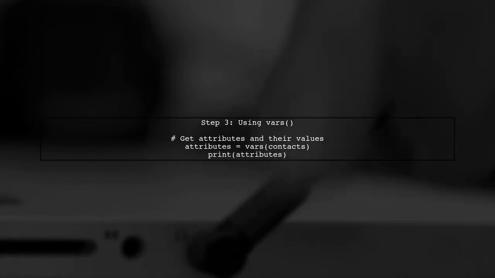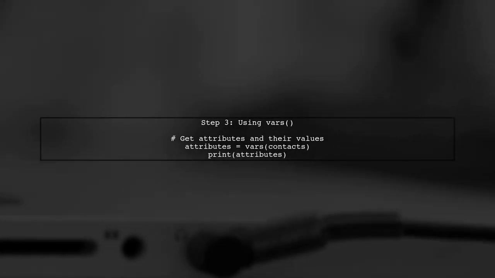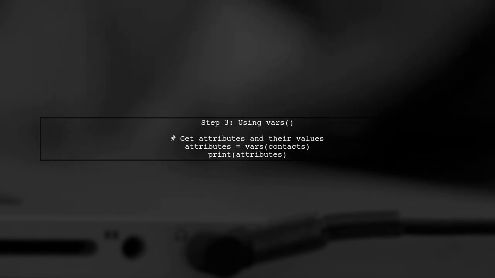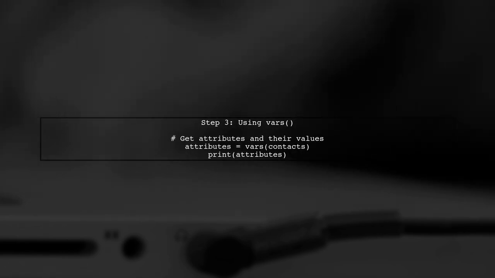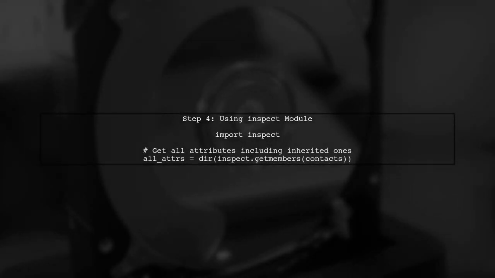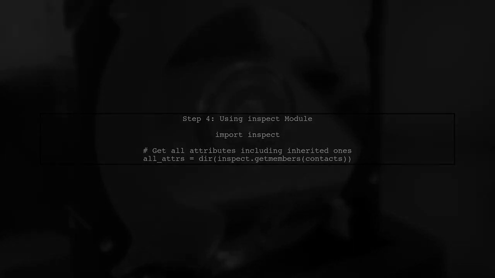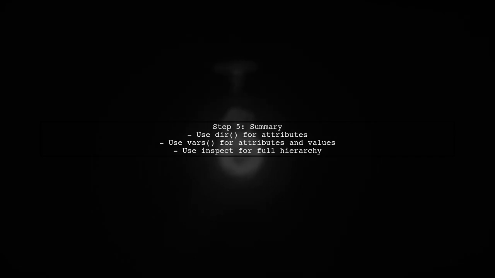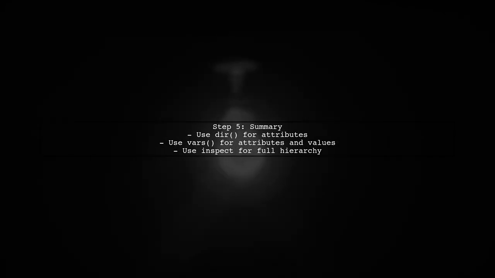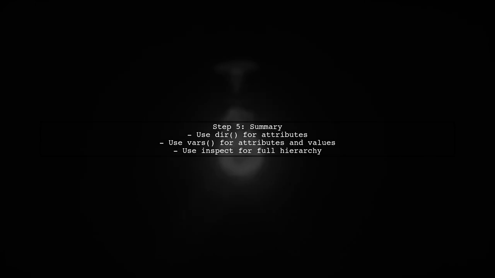Next, we can use the built-in function vars to get the dict attribute of the object, which contains all the attributes and their values. Finally, to ensure you capture all inherited attributes, you can use the inspect module. This allows you to see the full hierarchy of attributes. By following these steps, you can effectively gather all attributes available to your contacts object, including those inherited from parent classes.